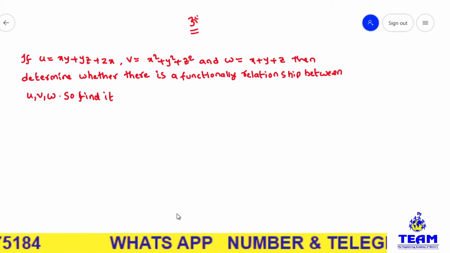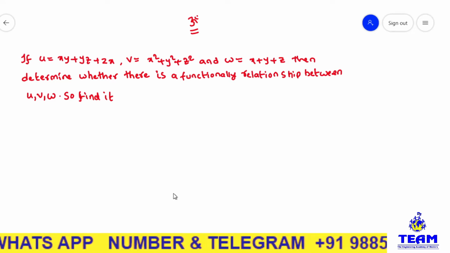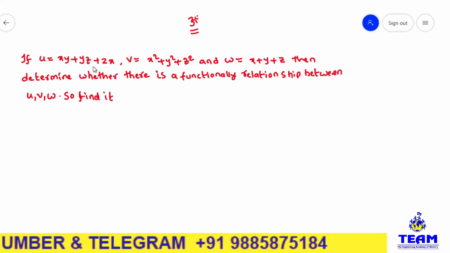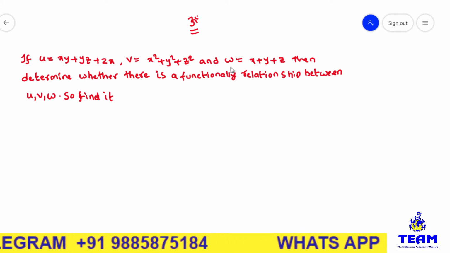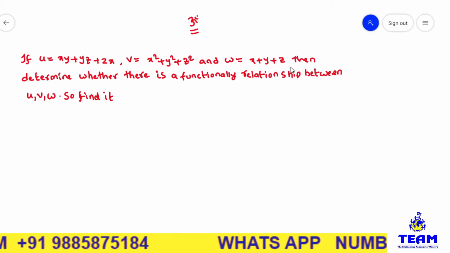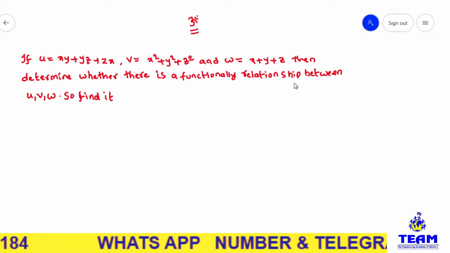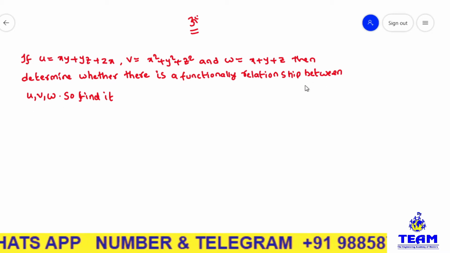Hi friends, in this video we are solving a problem on Jacobian. The given problem is: if u is equal to xy plus yz plus zx, v is equal to x square plus y square plus z square, and w is equal to x plus y plus z, then determine whether there is a functional relationship between u, v, w, and if so, find it.